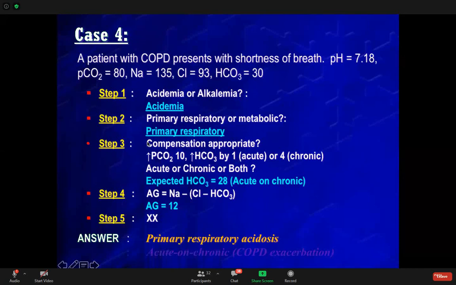This guy زي ما قلت has a primary respiratory acidosis. Most likely the cause is acute and chronic COPD exacerbation. Acute and chronic صح ولا لا؟ غالبا إنه عنده COPD exacerbation. يعطيك العافية دكتور. شكرا. عافاك الله يوسف شكرا لك.